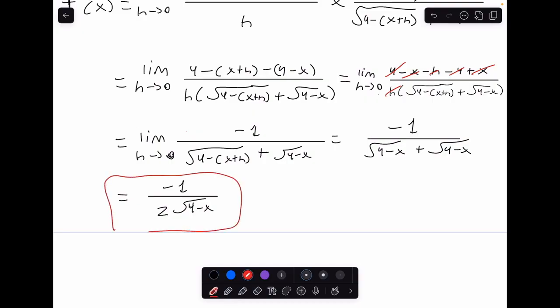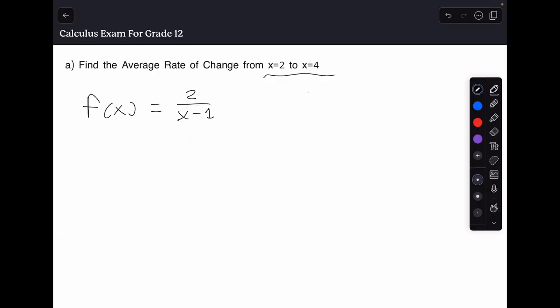So that's it. That's the third variation of this. It's basically just limits. You just have to know how to do the f of x plus h term. So let's find the average rate of change from x is equal to 2 to x is equal to 4. This is a very easy problem.